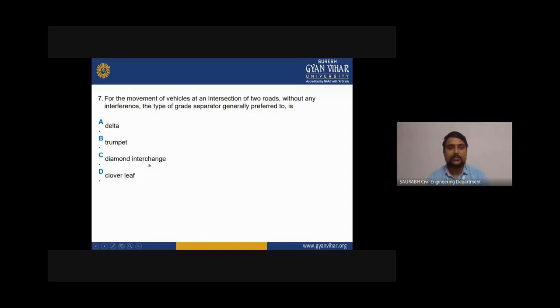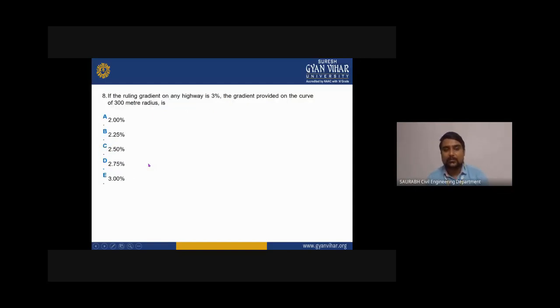Now come to the next question. For the movement of vehicles at the intersection of two roads without any interference, the type of grade separator generally preferred is: delta, trumpet, diamond interchange, and clover leaf. Here the right answer will be clover leaf. That will be your right answer. Now come to the next question.